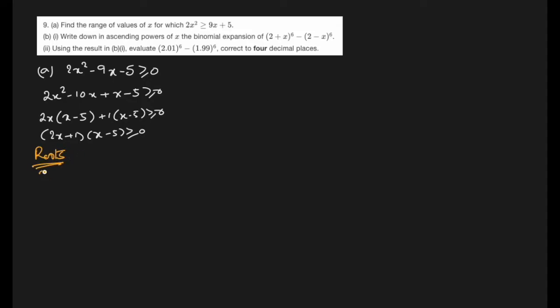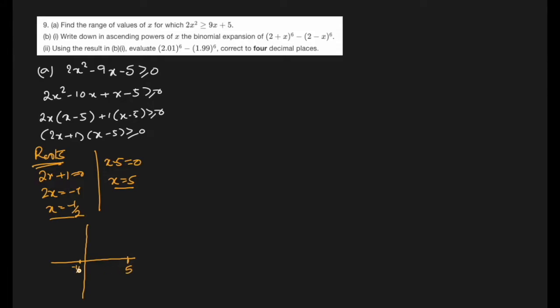And roots will be similar way, 2x plus 1 equal to 0, 2x equal to negative 1, so x is equal to negative 1 over 2, this is the first root. X minus 5 equal to 0, so x equal to 5, second root. These are the roots we got. Now, plot these two roots on a number line. Suppose this is the number line, 5 will be somewhere here, negative half, suppose it is here.